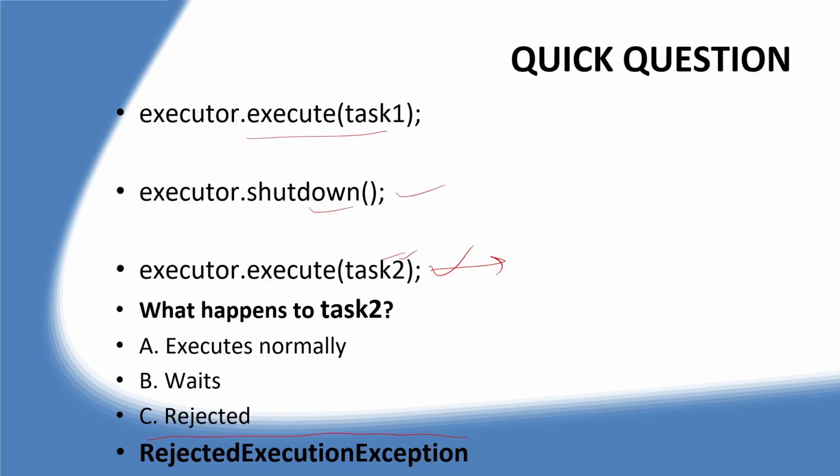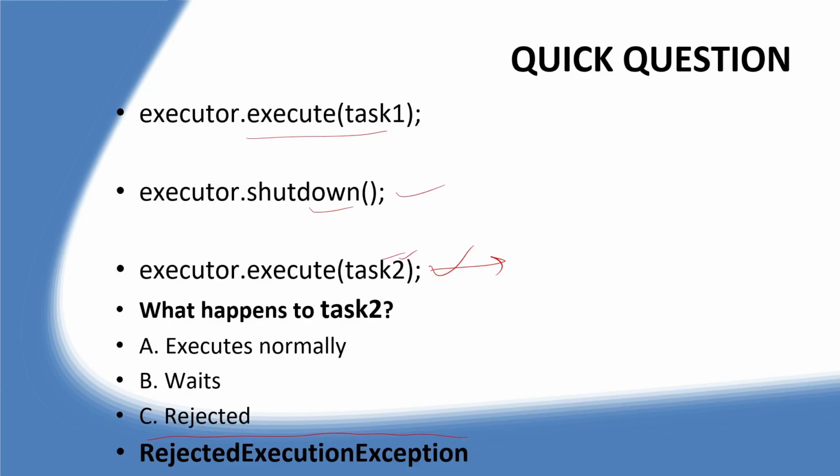So always remember, shutdown does not mean cancel all previously submitted tasks. It means it will stop accepting new tasks and it will allow already submitted tasks to proceed according to the executor's orderly shutdown behavior. So it will first finish all the submitted tasks, then it will start the shutdown process, and it will not take any new task.